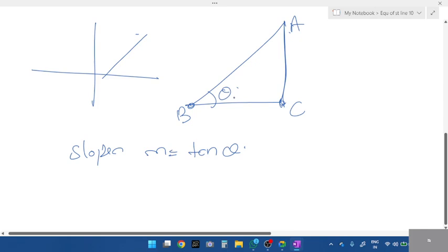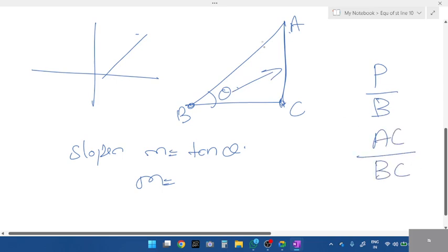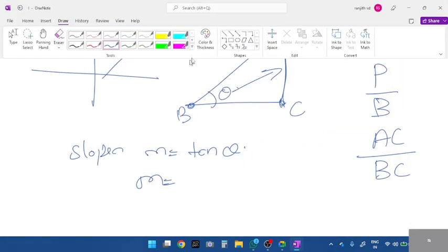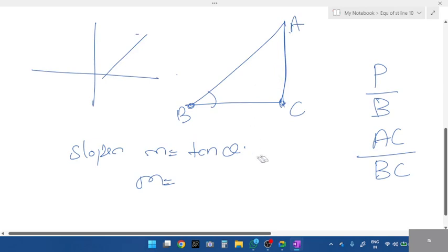What if theta is not given? If theta is not given, what is the tan formula? Can you respond, all of you? What is the tan formula? Perpendicular by base. What is perpendicular? AC divided by what is the base? BC. Respond, students. You need to find slope, but theta is not given. If theta value is not given, which values do we use? AC divided by BC. A, B, and this is C.